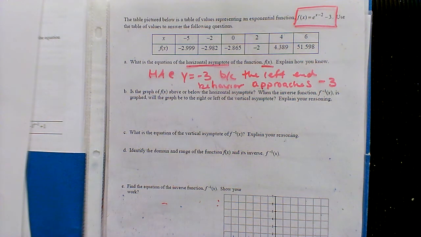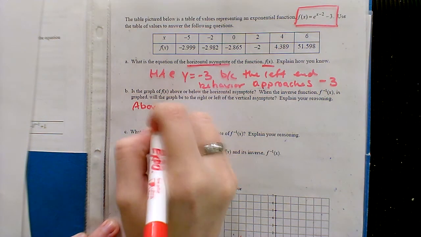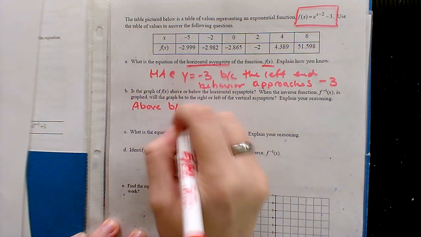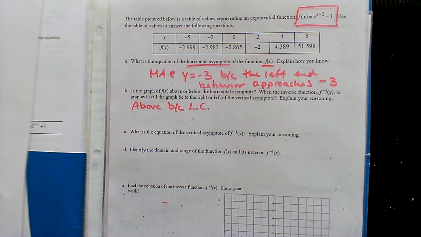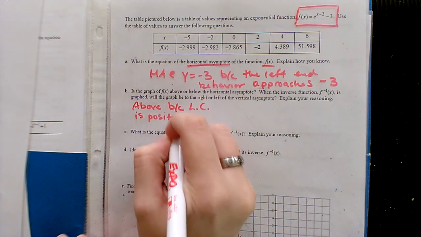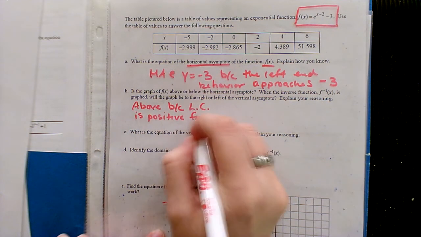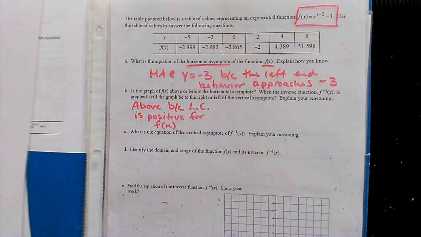Is the graph of f of x above or below that horizontal asymptote? We'll just stick with that question for right now. What do you think? It would be above because in front of the E there would be a 1 there. There we go. Above because that leading coefficient, or A value, I know we referenced it as A in the last unit, the leading coefficient is positive for the f of x equation. Okay, positive for f of x.